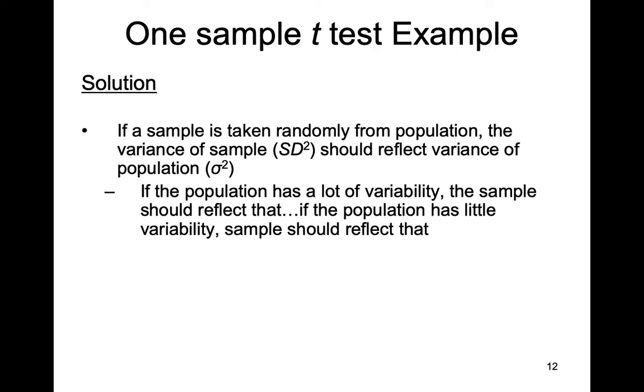So if a population has a lot of variability, we'd expect that the sample would reflect that, and there would be a lot of variability in the sample. If a population has only a little bit of variability, you'd expect that the sample should reflect that as well, and there'd only be a little bit of variability in the sample. So therefore, we can estimate the variance of the population based on the variance that we calculate in our sample.